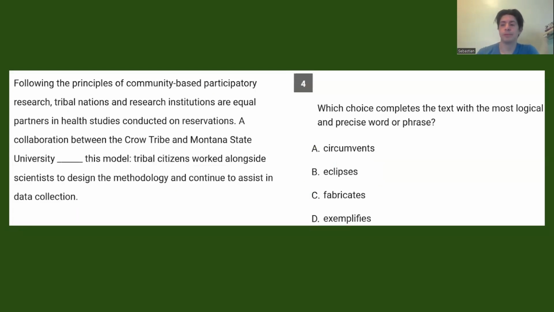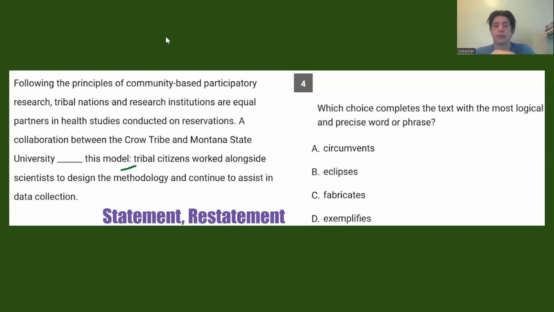following the principles of community-based participatory research, tribal nations and research institutions are equal partners in health studies conducted on reservations. The collaboration between the Crow Tribe and Montana State University blank this model. Tribal citizens worked alongside scientists to designate the methodology and continue to assist in data collection. So I want you to notice this colon here, right? So the second part's explaining the first part. So it's a restatement of what should be in the first part.